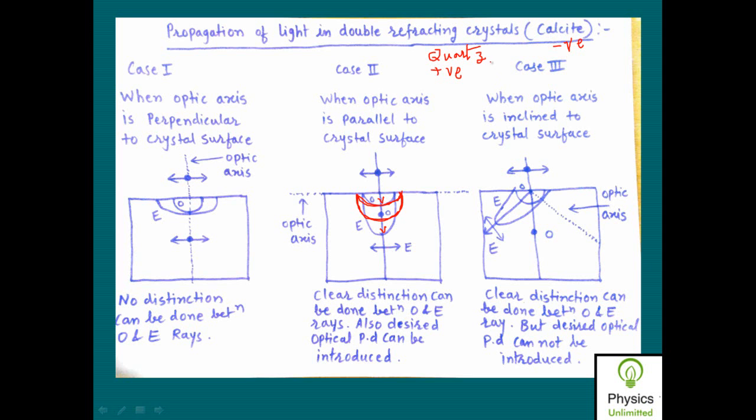Yes, sir. So for positive crystals such as quartz, the extraordinary ray will lag behind the ordinary ray, while for the calcite crystal, which is a negative crystal, it is the ordinary ray which will lag behind the extraordinary ray.